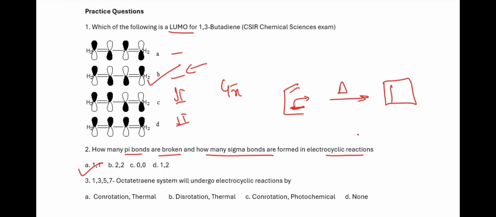In the 1,3,5,7-octatetraene system, this system will undergo electrocyclic reaction by which particular condition? Which condition is right for this particular system? If you observe, the 1,3,5,7-octatetraene system is a type of 4n pi system, and a 4n pi system undergoes conrotation under thermal conditions. So this one is the right answer.